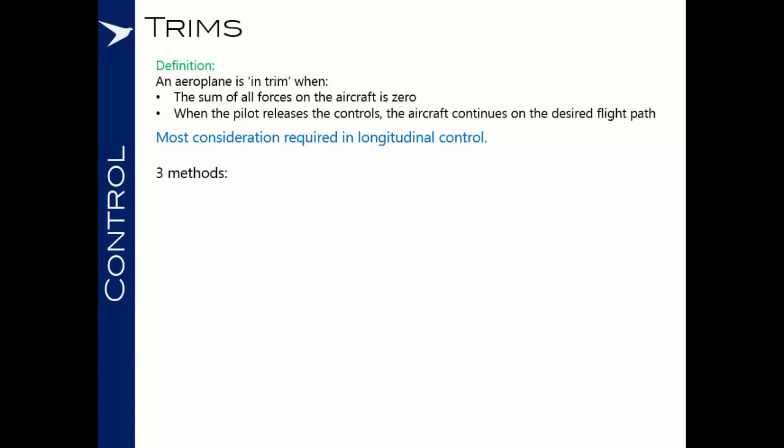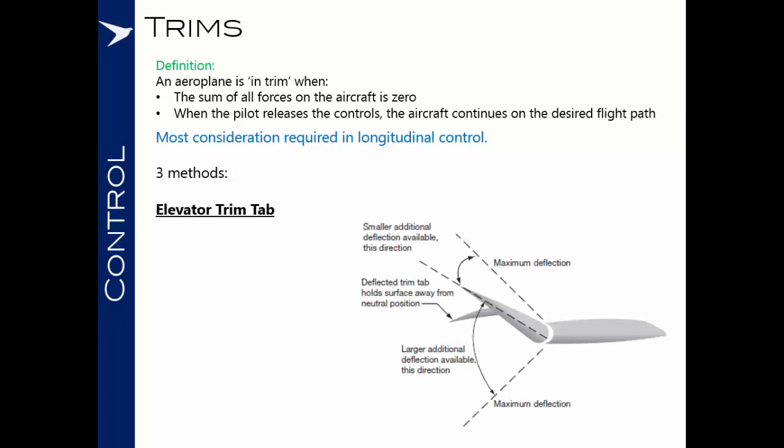There are three main methods in which modern jet transport aircraft trim in the longitudinal axis. The first of these is an elevator trim tab. The elevator trim tab, you will have seen, is effectively a smaller control surface which is deflected at the trailing edge of the main control surface. So in this case, let's consider this wing diagram to be the tailplane and the main control surface to be the elevator. The elevator trim tab will be the small surface which is projecting in the opposite direction to the deflection of the main elevator.